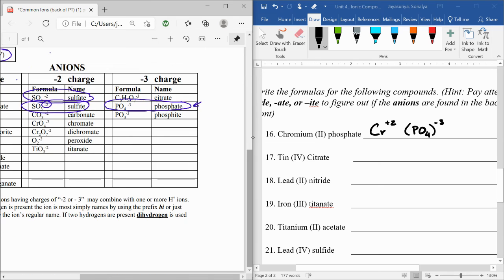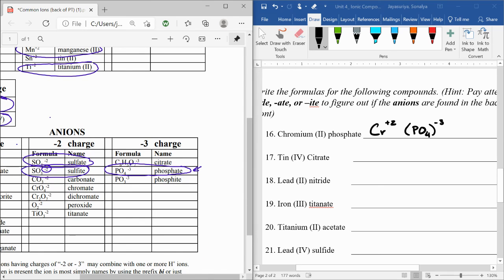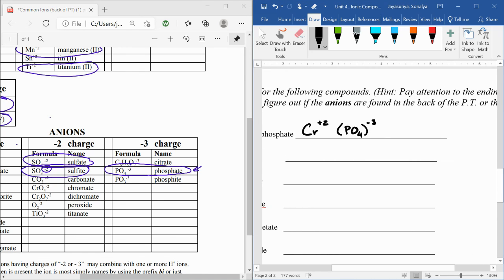Let me actually make this smaller because no one is looking at the screen. I'm not screen sharing right now. So there's phosphate right there. So you have a 2 and a 3. You need to cancel out those charges. So you need a least common multiple for these two numbers.